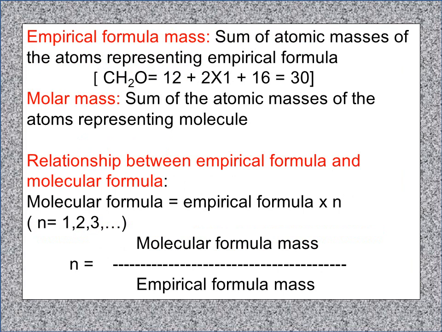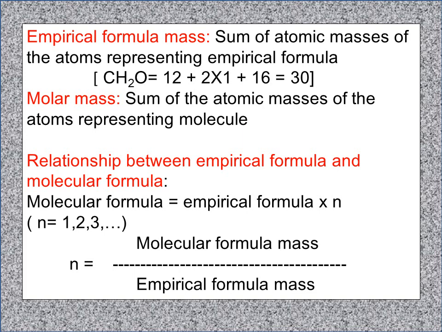We know what is molar mass. We add all the atomic masses, and you will get molar mass. What is empirical formula mass? If you take the empirical formula, which is the simplest formula, and add the atomic mass of all the atoms present in the empirical formula, you will get empirical formula mass. For example, CH2O. You add all the atomic masses of the elements in the empirical formula. What you get is empirical formula mass.